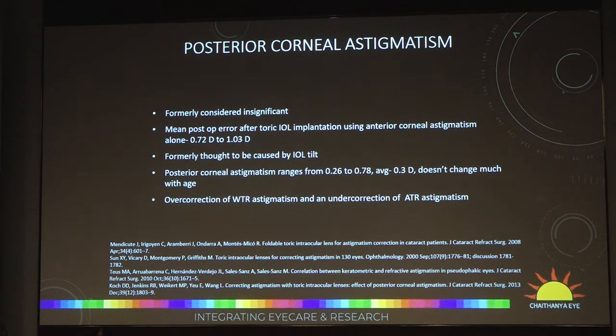Posterior corneal astigmatism was formerly considered insignificant, but now cataract surgery is a refractive surgery. And earlier we used to have a number of patients who have an error of about 0.72 to 1 diopter. Nobody knew where it came from. It was thought to be caused by IOL tilt. But now we know that posterior corneal astigmatism is important, and it has an average of about 0.3 diopters, and mostly doesn't change with age, unlike the anterior corneal astigmatism, and it goes in the against the rule direction. So if you do not consider it, it can lead to overcorrection of with the rule or undercorrection of the against the rule astigmatism.